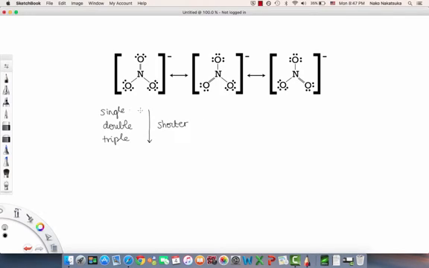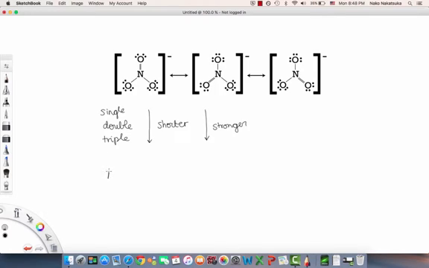And also, when you go from a single to a triple bond, it gets stronger. This makes the triple bond much harder to break, or you need more energy to break the bond in comparison to a single bond. But you know this already.